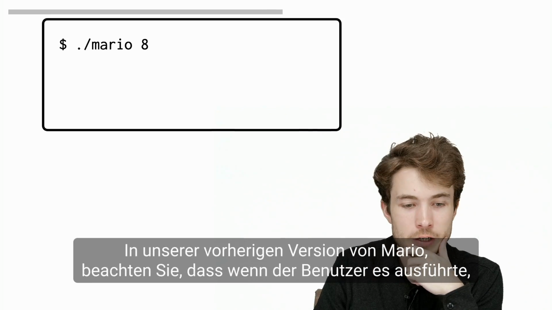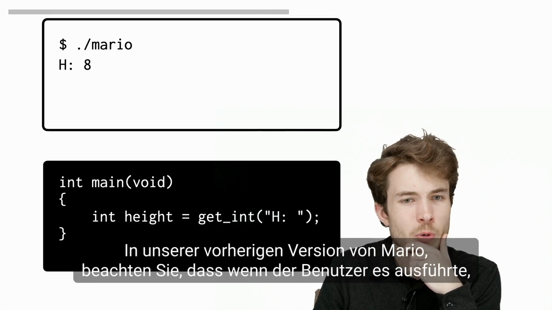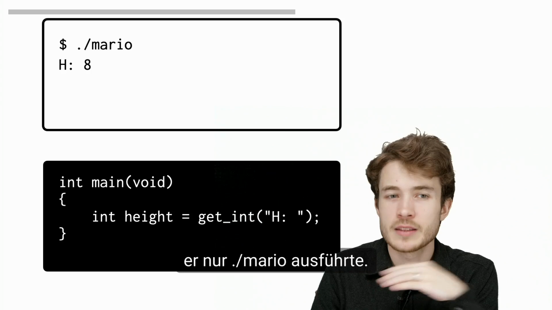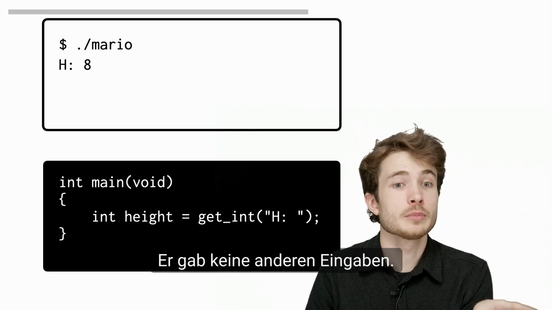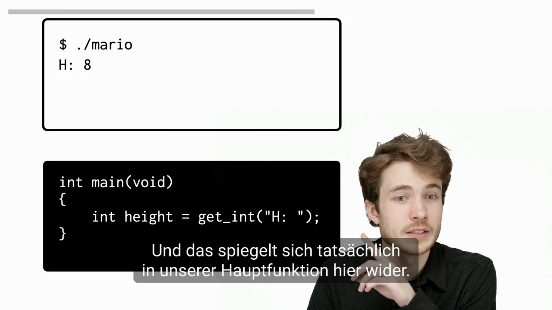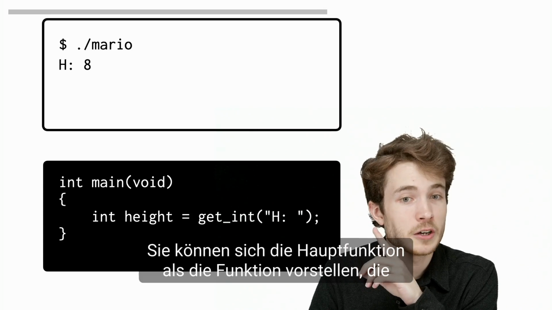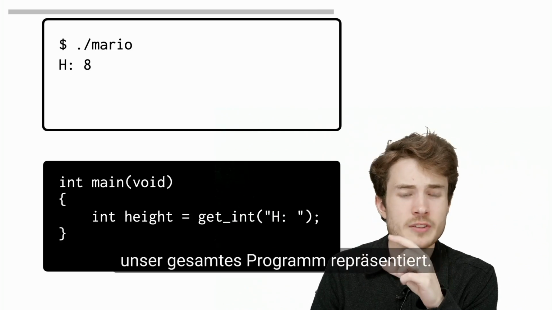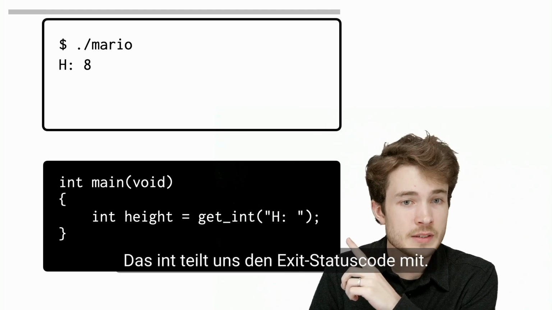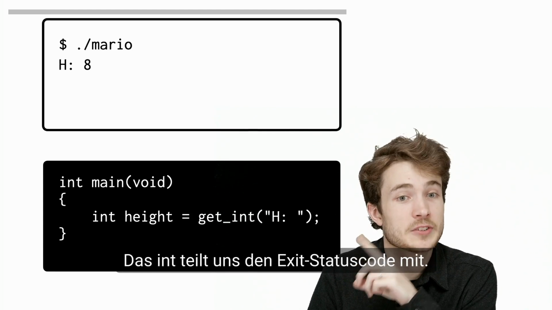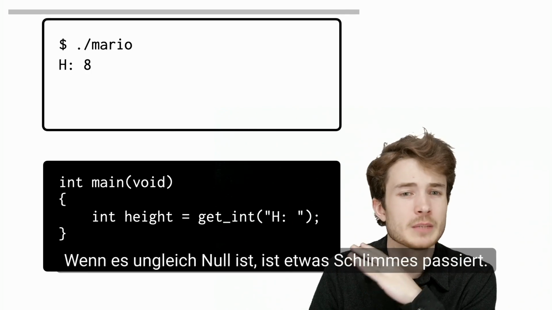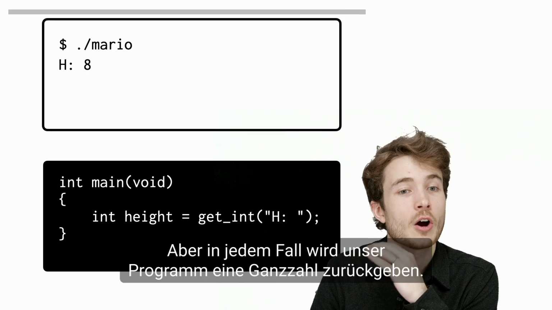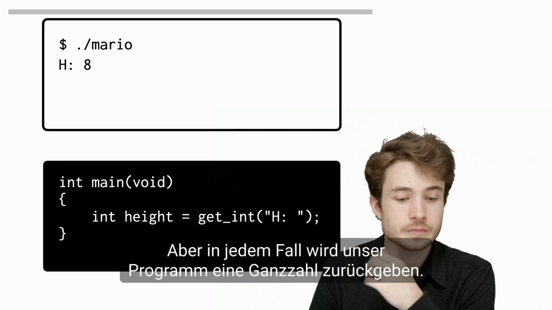So in our prior version of Mario, notice that when the user ran it, they only ran ./mario. They didn't give any other input. And that's actually reflected in our main function here. You can think of the main function as being the function that represents our entire program. The int tells us the exit status code. If it's 0, that means all was okay. If it's non-zero, something bad happened. But either way, our program will return an integer.